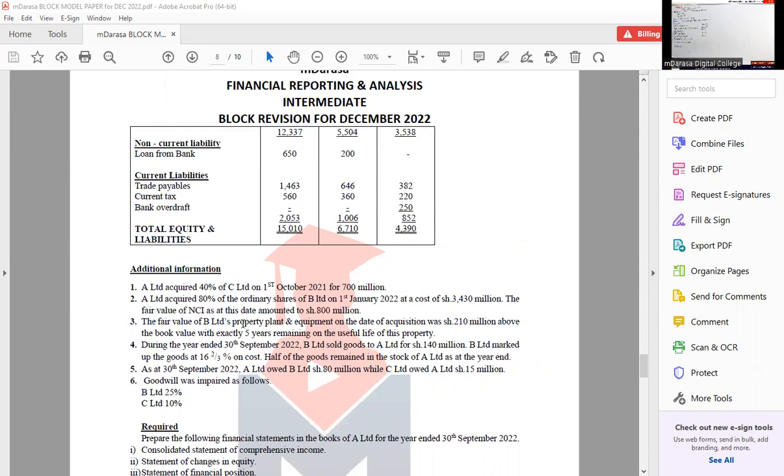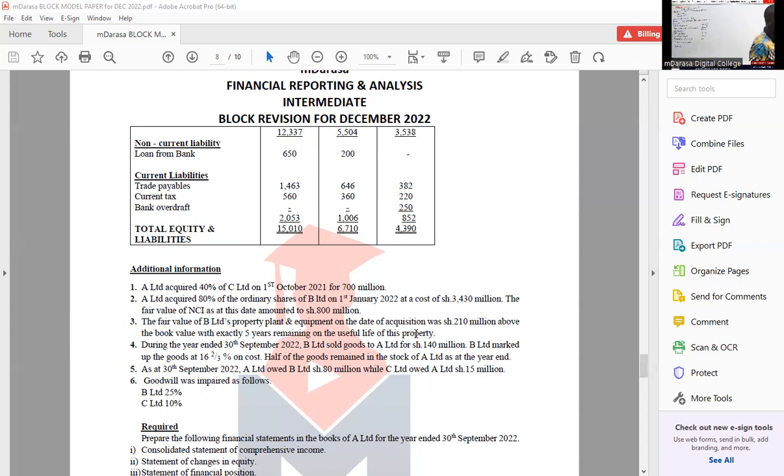The fair value of B Limited's property, plant, and equipment on the date of acquisition was 10 million above the book value, with exactly 5 years remaining on the useful life of this property. So I'm having the fair value adjustment, which is 210. I'll have to consider that, because that was on acquisition date or before acquisition. So I'm having 210. My good story is all about pre-acquisition profit.